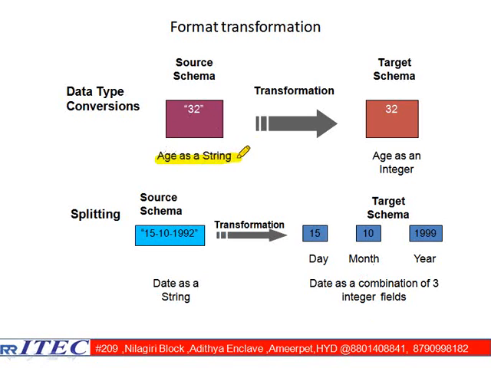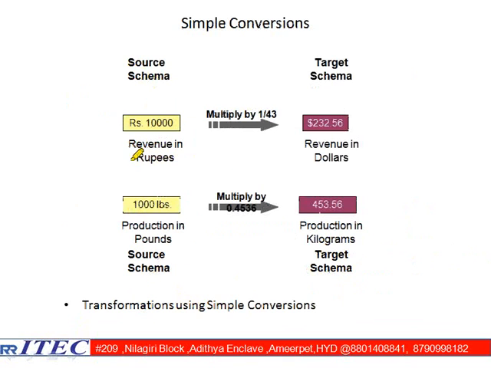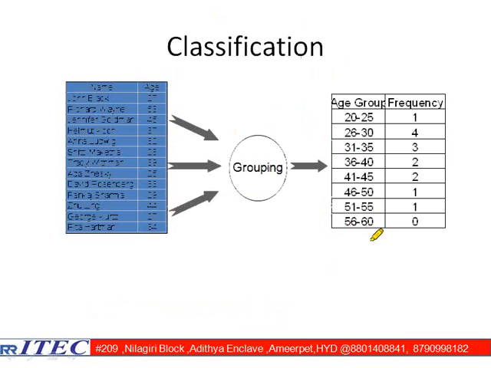See this one: I have the age available in string format and I am converting it into integer. This is data type conversion, also one transformation. A date is available as a string and I am dividing it into 3 parts. This is called splitting transformation. Here I have data in rupees and I am converting into dollars. This is also one transformation. Here weight is available in pounds and I am converting into kilograms. That is also one transformation.